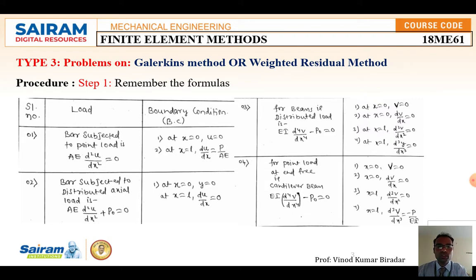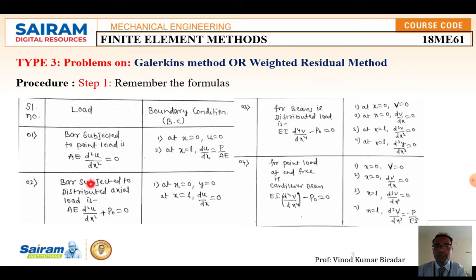Without remembering this formula you cannot solve the Galerkin problems, same as the Rayleigh-Ritz method. For your syllabus only 4 different types of problems will be there, and I listed out the formulas here. Step number 1 to solve a Galerkin or weighted residual problem is to remember these 4 formulas, with the load and boundary conditions. For a bar subject to a point load, use AE d²u/dx² = 0, where A is the area and E the Young's modulus. Apply the boundary conditions: at x = 0, u = 0, and at x = L, ∂u/∂x = P/A.